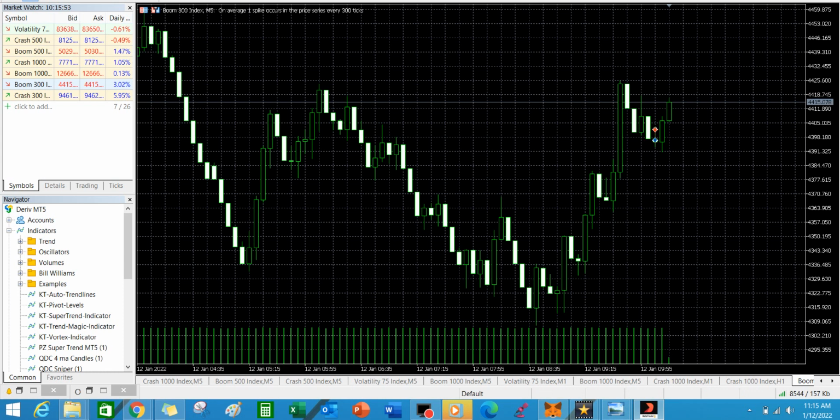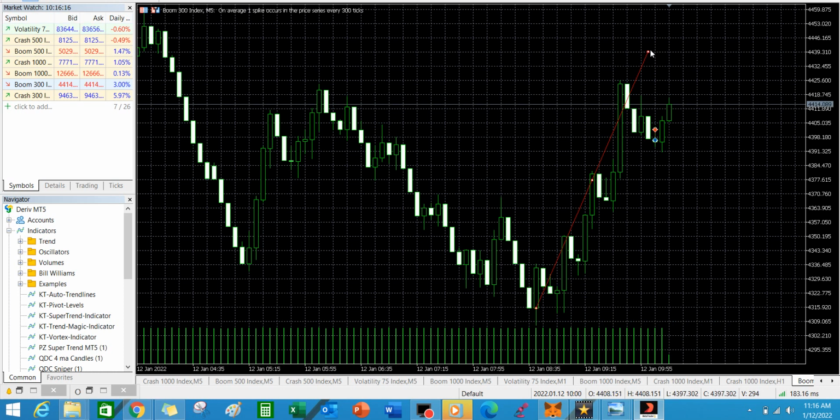For instance, check out here, around here it was at the support region. It was unable to break it. Okay, so since it was unable to break it, the trend changed directly into an uptrend. How do I know that it has changed? You can see this candle pattern that shows here is what gave me the assurance that it has changed into an uptrend, and that is why you see it going up.